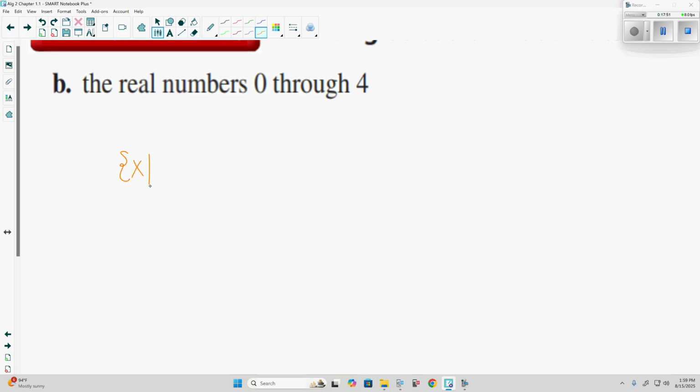Now we know we're going to start with brace x bar because we're talking about the set of all real numbers. Now we need our description. And we want the numbers 0 through 4. Isn't it just going to be exactly what we just did? Right, because 0 is one of our endpoints, 4 is the other. And our variable x is going to be between them. The values of x that we can plug in have to go between these two.